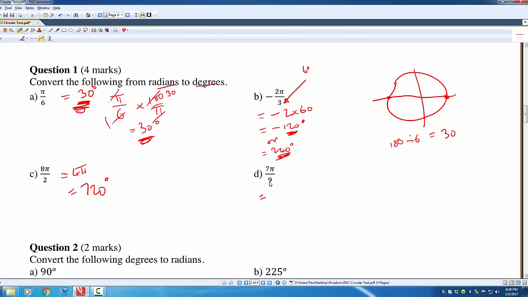7 pi on 9. Now on 9 is not a typical one that we see because it's not one of the ones that we know exact values for. On 9 basically means if pi is 180 degrees, then it is 180 split into 9 parts. That means each part is 20 degrees, and this is 7 lots of 20 degrees, which means this is 140 degrees. A lot of you will find this one easy to run the formula on: 180 on pi cancels out, and we've got 7 lots of 20 equals 140.